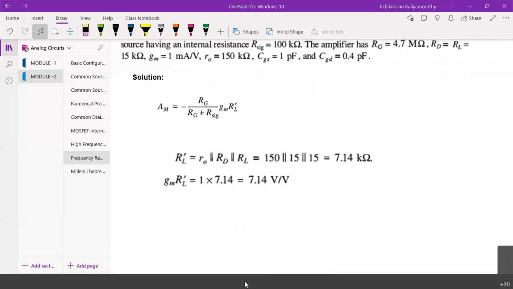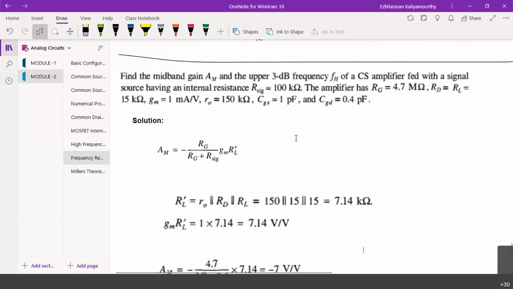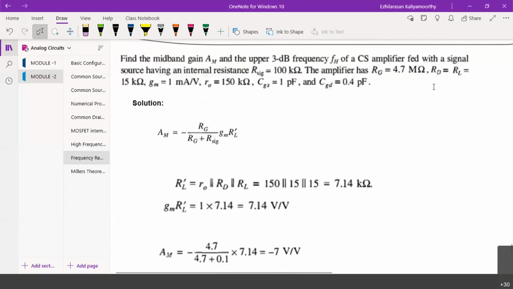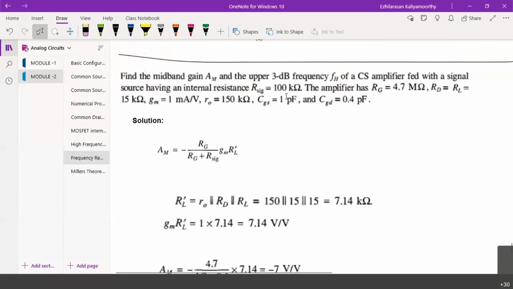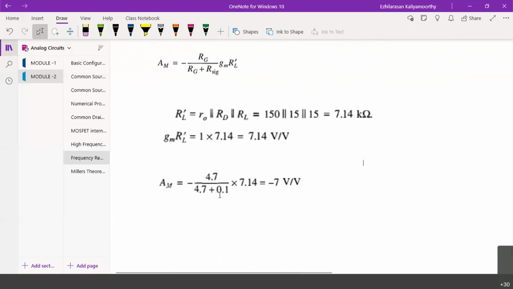So what will be AM? Just substitute those values, and we get the AM value. RG is 4.7, and Rsig is 0.1. Rsig is actually 100 kilo ohm, because RG is given as 4.7 mega ohm but Rsig is in kilo ohm, so convert the kilo ohm into mega ohm. That is the reason they gave 0.1. So that gets cancelled, and we get minus 7 volt per volt.